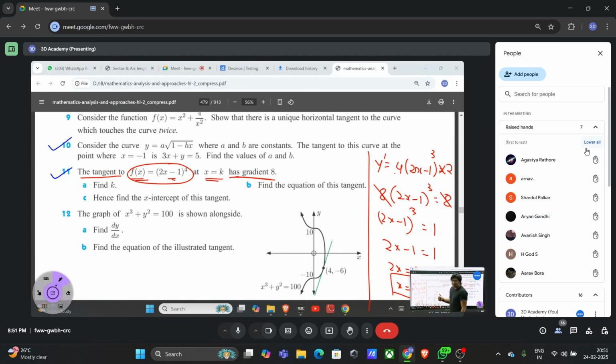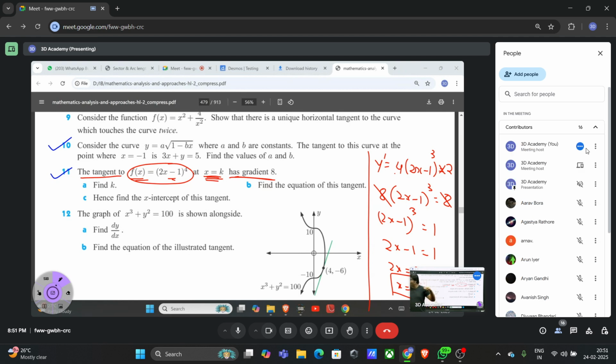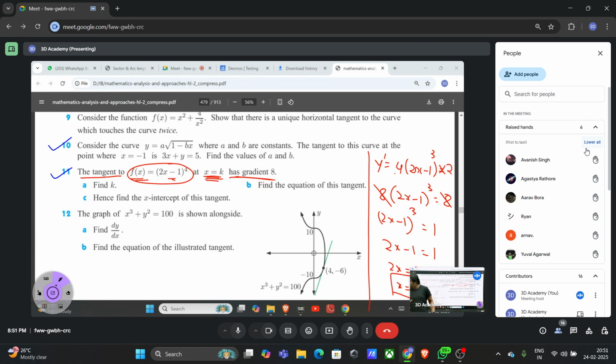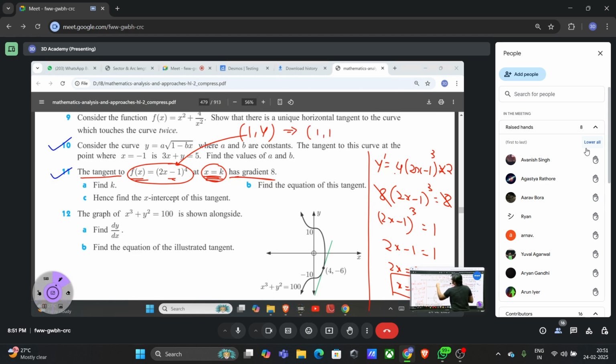What is the value of x? 1. And it is at x equals to k only. So k का value क्या आ गया? K is also 1. How many of you understood this? Please raise your hands. Don't forget the chain rule, right? Once you get the value of k equals to 1, that is x equals to 1. So x का value 1 है. I don't know y का value. I will put one value here and I will get my y ka value, the y coordinate. So 2 minus 1 is 1. So my coordinate is becoming 1 comma 1.